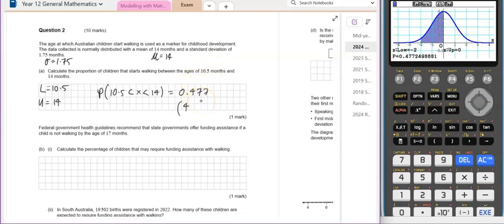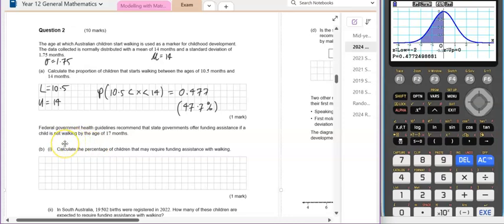You can actually have 47.7% if you wanted. It's only worth 1 mark, so you don't really need to show these values here, as long as you get that 0.477 value. Or if you use the graph, you might get something like 0.475, which is also accepted. All right, moving on to the next part of the question.